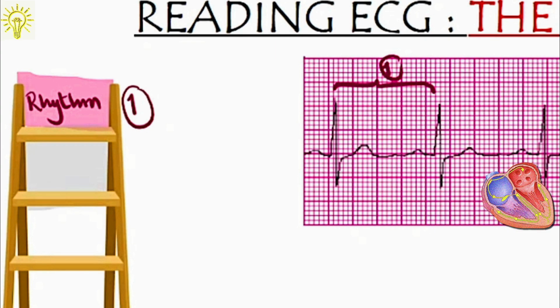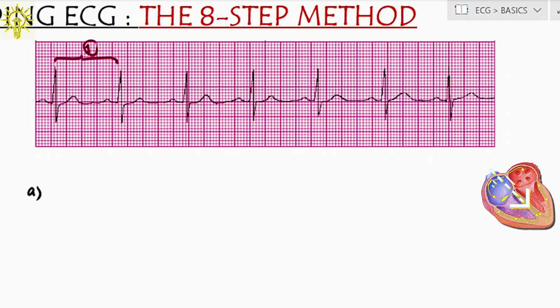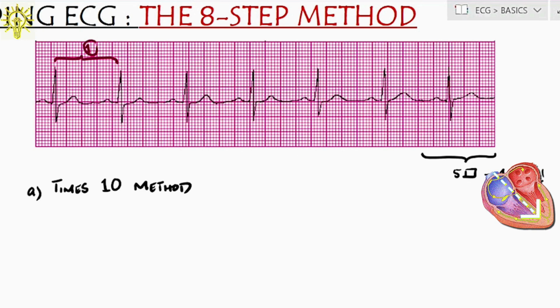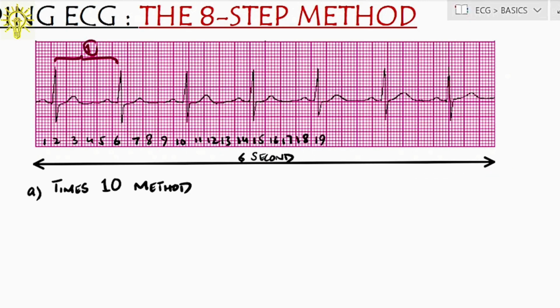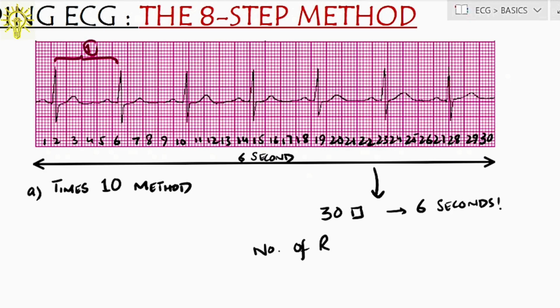Step 2. Check the heart rate. There are many ways. I'll show you 2 methods here. Number 1. Times 10 method. Remember in episode 2, we showed how 5 large boxes make 1 second. Let's take a 6 second strip, meaning 30 large boxes. For ease, I'm labeling from 1 to 10 to 15 to 20 to 25 to 30 large boxes, making 6 seconds on the strip. Now note the number of R waves in this 6 second strip.